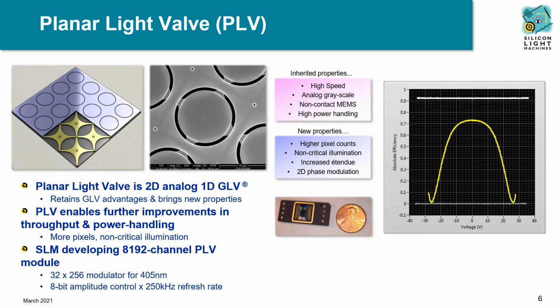The planar light valve, or PLV, is a new technology that utilizes piston motion, much like the GLV. A center surface is deflected while the surrounding remains static, diffracting light into a circular first order. The PLV retains the high-speed grayscale advantages of the GLV. However, the two-dimensional surfaces allow for larger apertures for higher throughput and power handling, as well as simple spherical optical designs. We are currently developing a 8192 channel module.